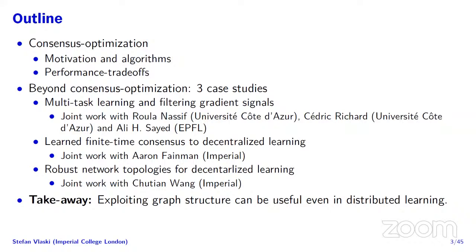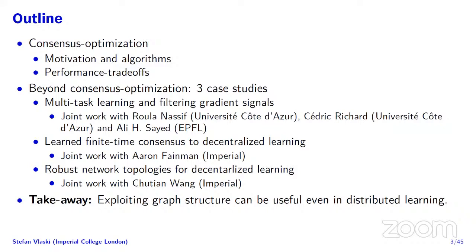So all of what I'm going to be talking about today is a collection of joint works. This includes Shrula Nassif and Cedric Richard at the University Côte d'Azur, Ali Said at EPFL, and then my current PhD student, whose name is Aaron Feynman at Imperial, and Shutian Wang, who is a former master's student who has unfortunately moved on to industry.